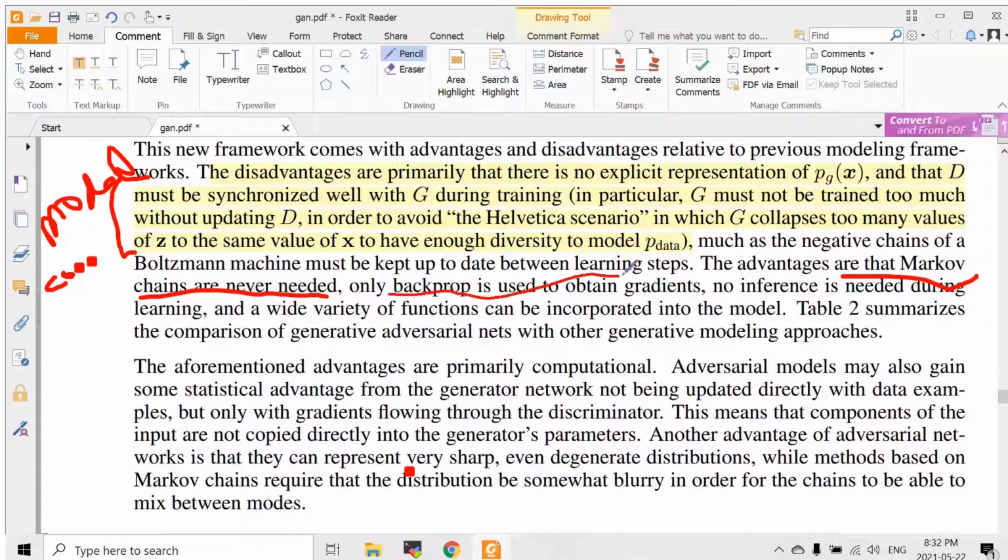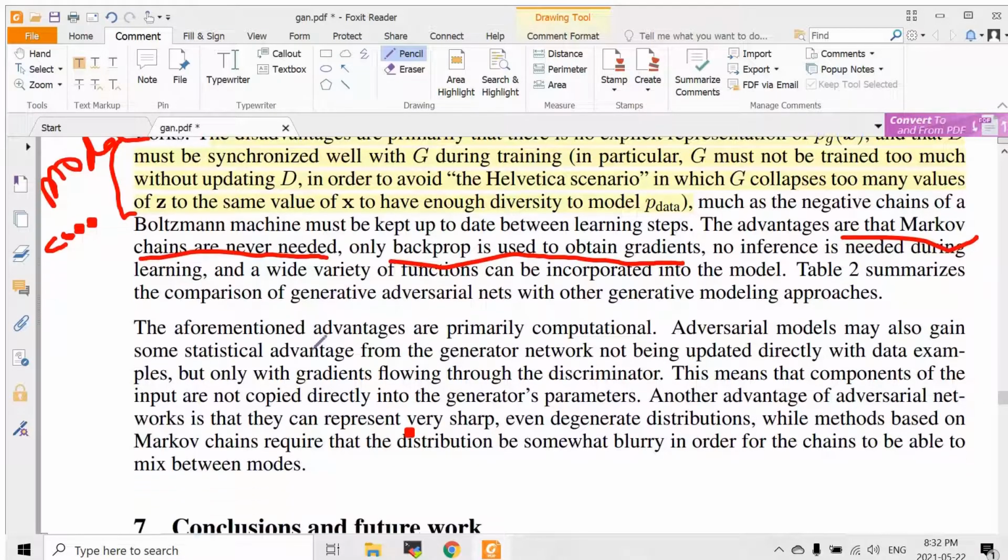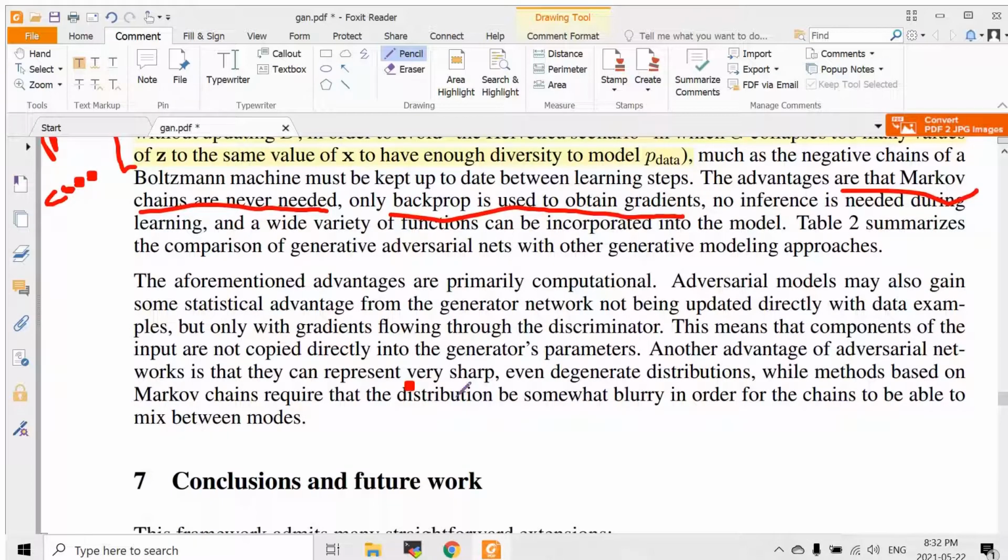Only backprop is used to obtain gradients. No inference is needed. These are the advantages. The aforementioned advantages are primarily computational. Adversarial models may also gain a statistical advantage from the generator network not being updated directly with data examples, but only with gradients flowing through the discriminator.